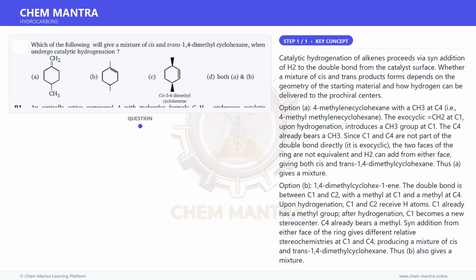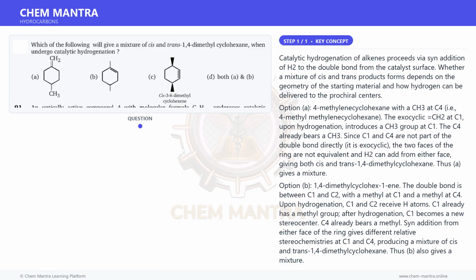The two faces of the ring are not equivalent and H2 can add from either face, giving both cis and trans 1,4-dimethylcyclohexane. Thus A gives a mixture.